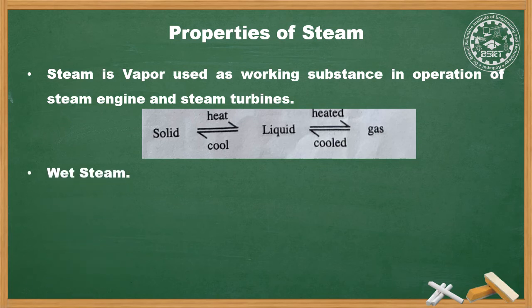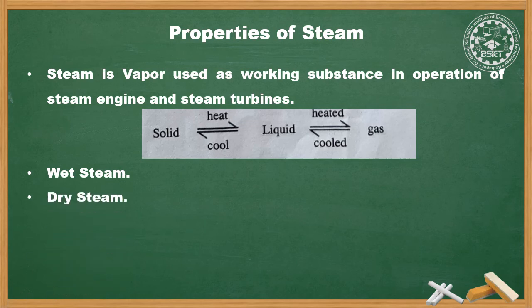Number one, wet steam. Wet steam is when the steam contains some water particles in suspended form. The suspended water particles are known as moisture. Wet steam is a mixture of two phases, that is liquid and vapor. The temperature of wet steam is the saturation temperature at the given pressure of steam.